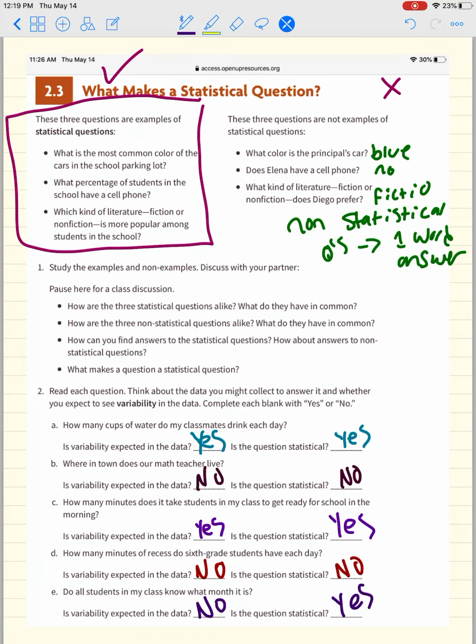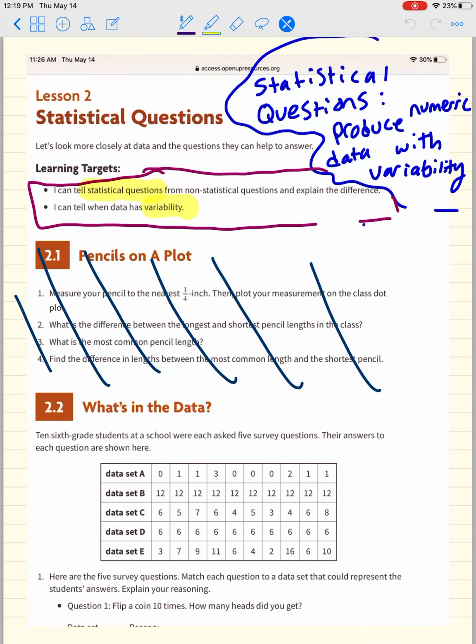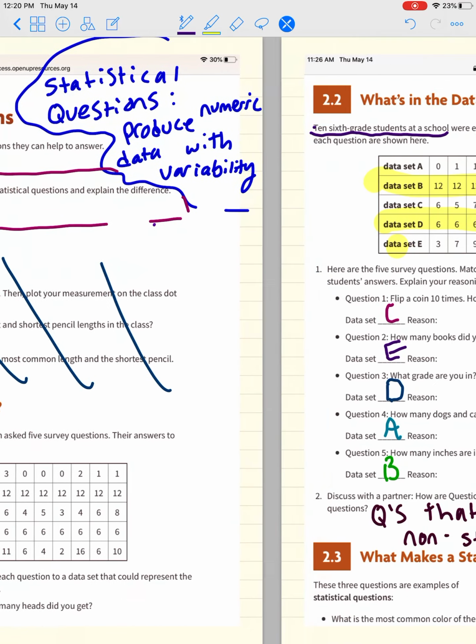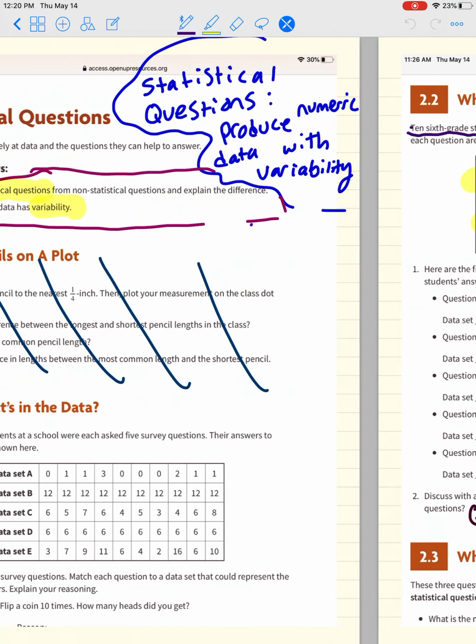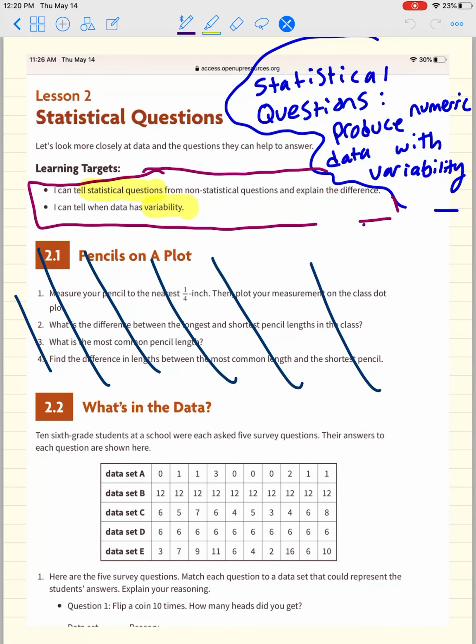That is all for today's lesson. I know that was pretty quick. I did skip 2.1 because we're not all together. But if you have questions about statistical questions, we are going to talk more about them on Monday, so don't worry too much about statistical or non-statistical questions if you're super confused. Remember our learning targets: A, I can tell statistical questions from non-statistical questions and explain the difference. And then B is I can tell when data has variability or difference. So hopefully you're able to see if you made those learning targets or where your understanding is in its progress.